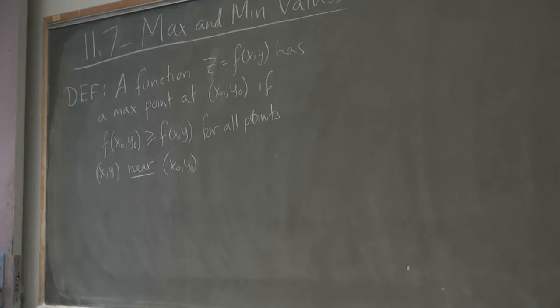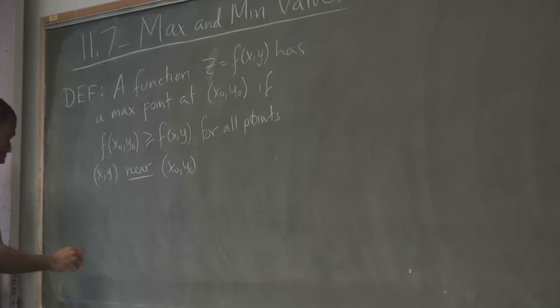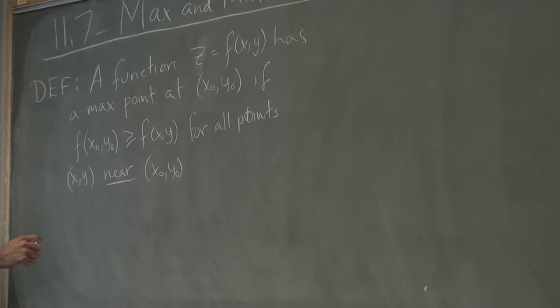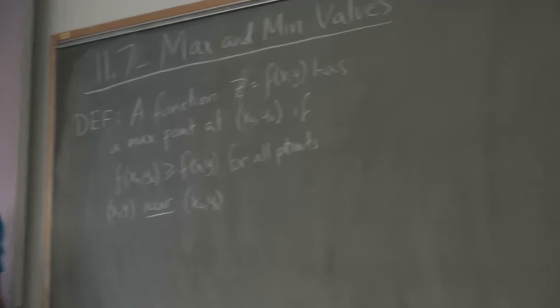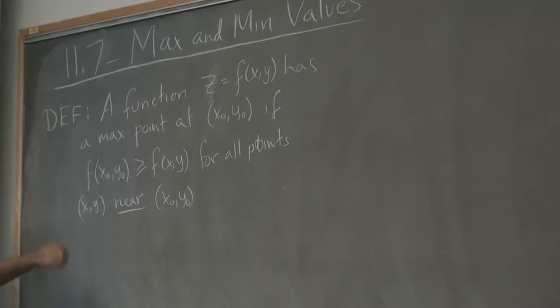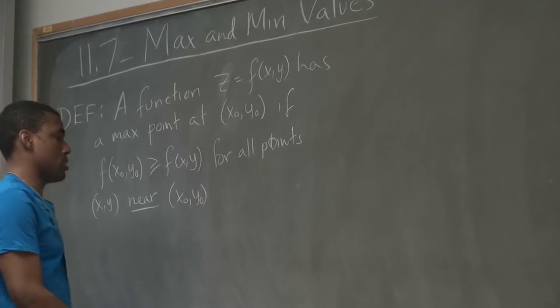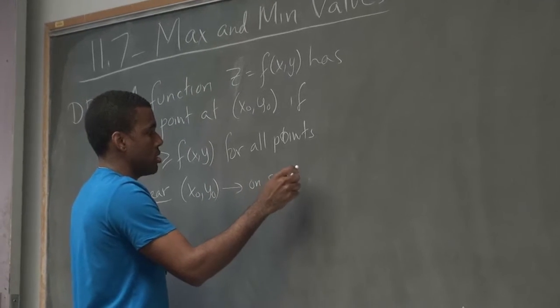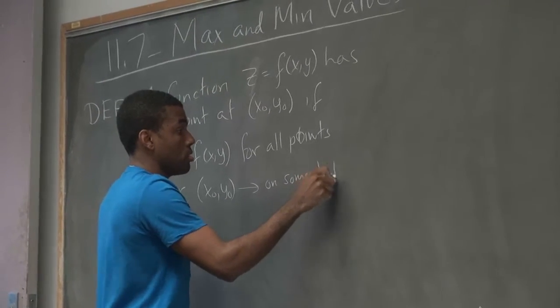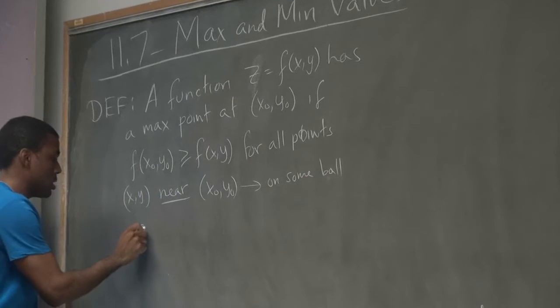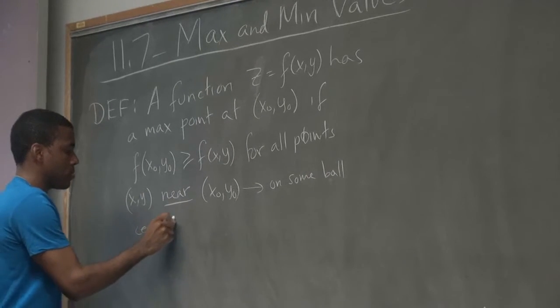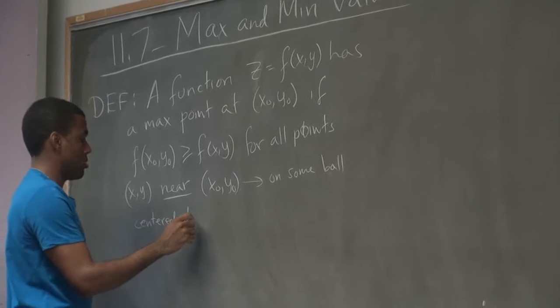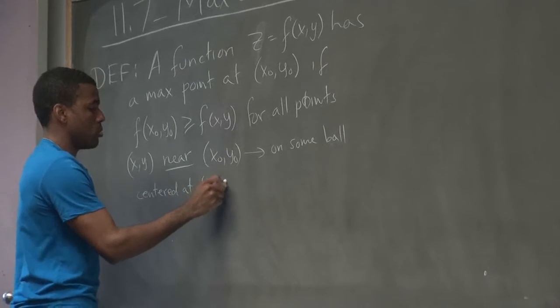Right, so we're looking at things on a disk, right? So near means a disk centered on this point. So all points near, right? So it means on some disk, well, it should involve the center.